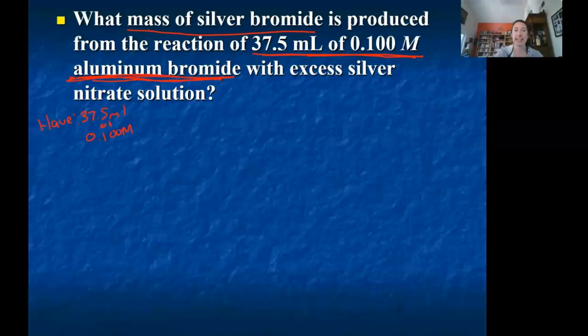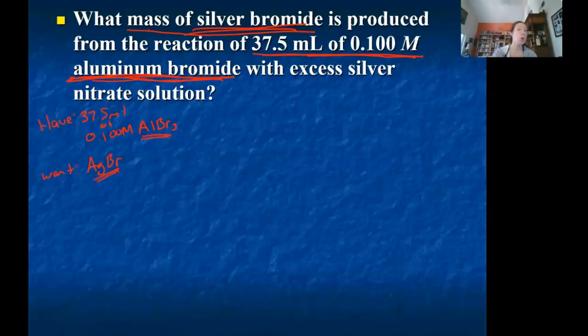Number one, you need to know what aluminum bromide is. Remember that? Yeah, next exam's gonna be really fun after this. And what do we want? Silver bromide. Again, you need to be able to write these. Okay, so first of all, we have aluminum bromide, but we want silver bromide. So we have something, but we want something else.